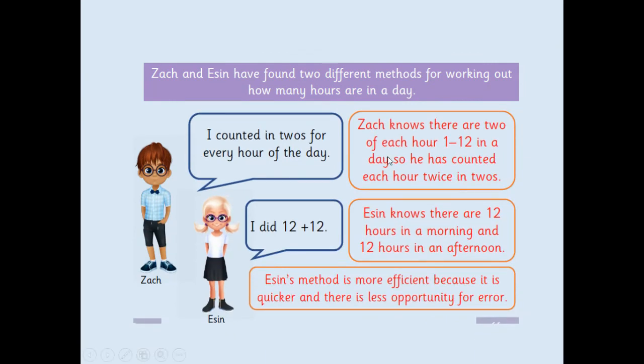So, Zach knows there are 2 of each hour from 1 to 12 in a day, so he has counted each hour twice. Whereas Essen knows there are 12 hours in the morning and 12 hours in the afternoon, so she's just done 12 plus 12, which equals 24. So we can say that Essen's method is more efficient because it is quicker and there is less opportunity for error.